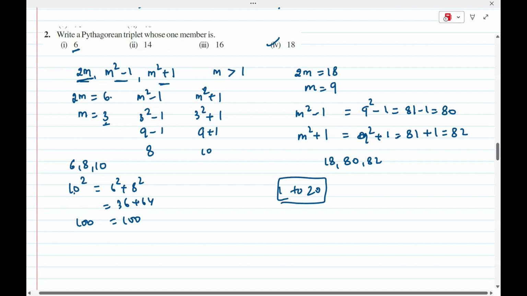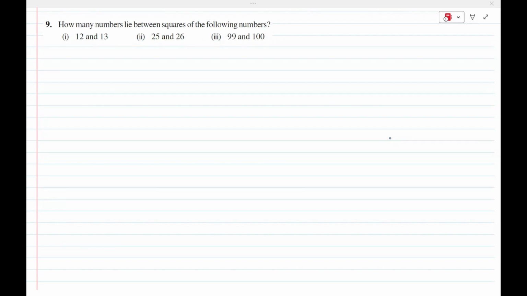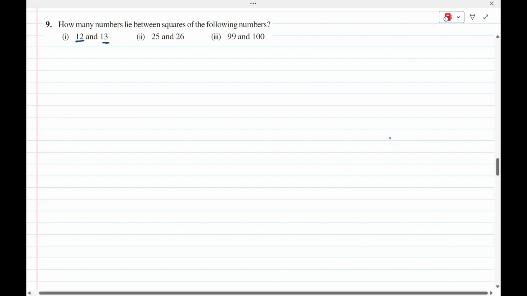Okay. So in the last exercise, we forgot one question. That was question number 9. So I'm covering it here. The last question of exercise 5.2 was: how many numbers lie between the squares of the following numbers? Can you see they are consecutive numbers? Consecutive numbers means one after the other. If a number is any number n, the consecutive number will be n plus 1. So if they are neighbor numbers, we call them consecutive numbers.